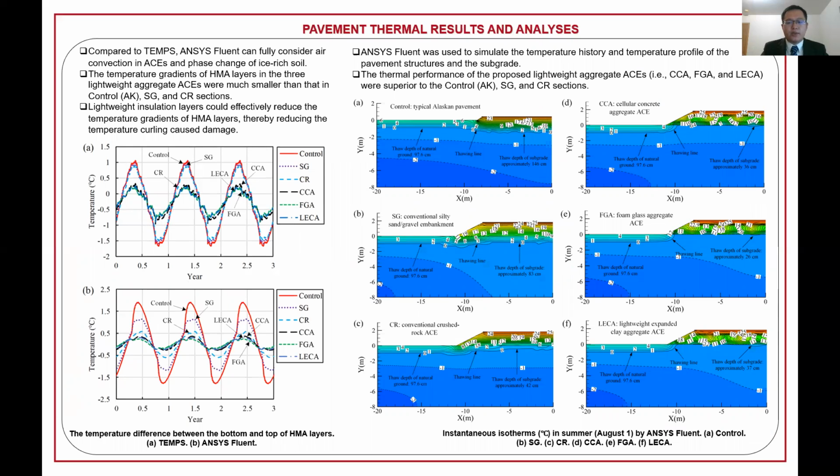Let's use the cellular concrete ACE as an example. The open-graded cellular concrete turns the embankment into a very porous medium. The porous medium is full of air and the cellular concrete blocks. In winter, the ambient temperature is lower than the underlying permafrost. The lightweight warm air rises and the dense cold air falls. The air convection speeds up the heat transfer and cools down the soil.